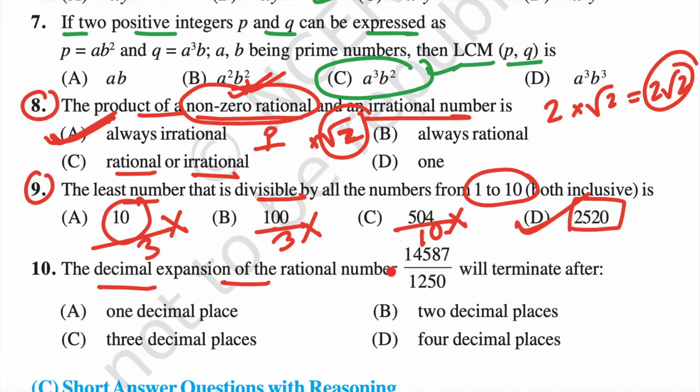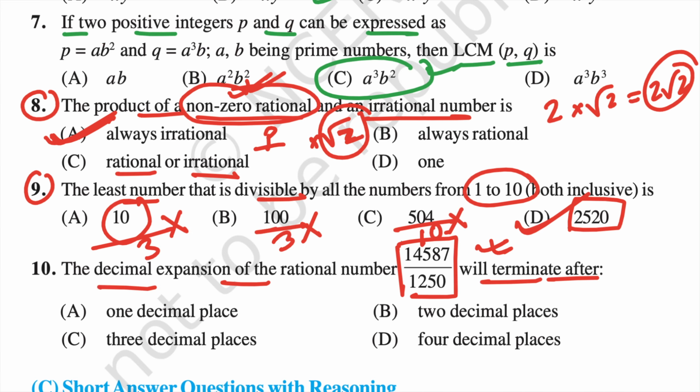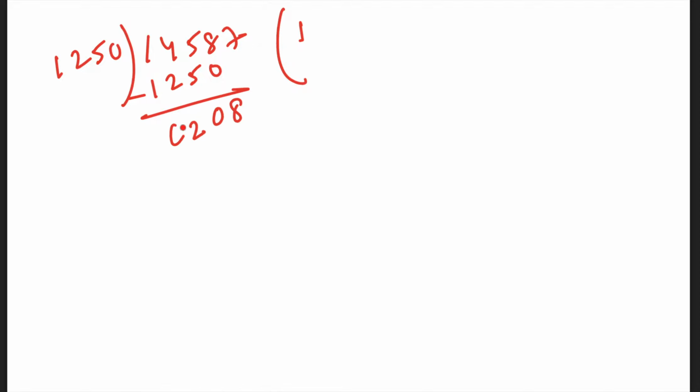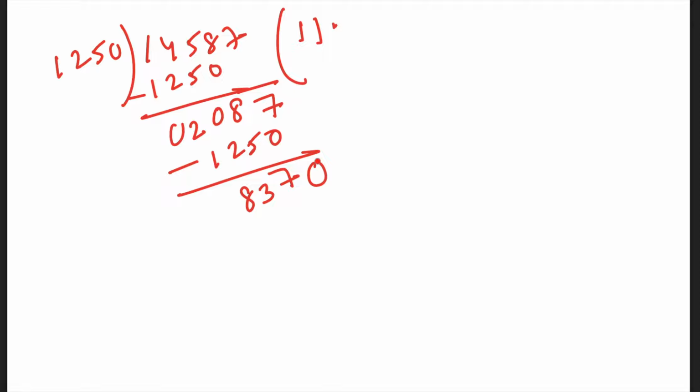Now, the decimal expansion of the rational number will terminate after how many places? So you need to do the division of this. 14587, that you need to divide by 1250. If you divide by 1, you get 1250. Subtract, 8020. Okay, so you added 2, so 1 again, 1250. Subtract 7, 3 and 8. So if you put a decimal here, you get 0.